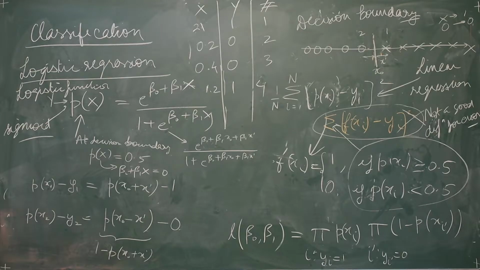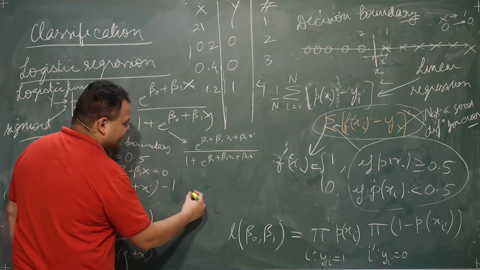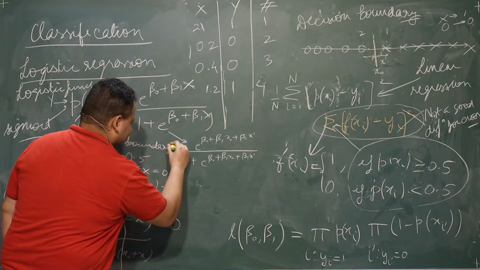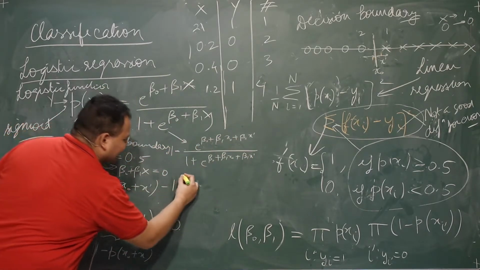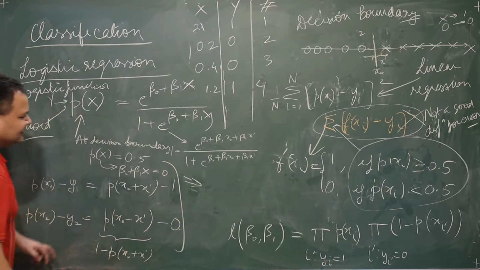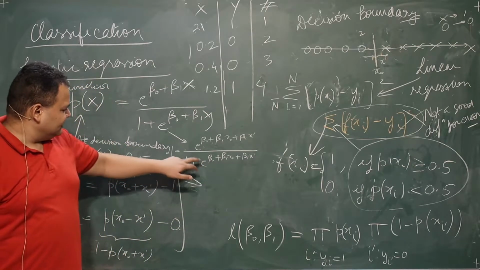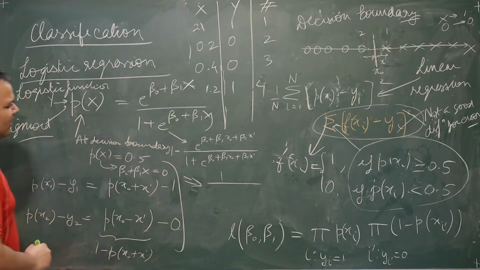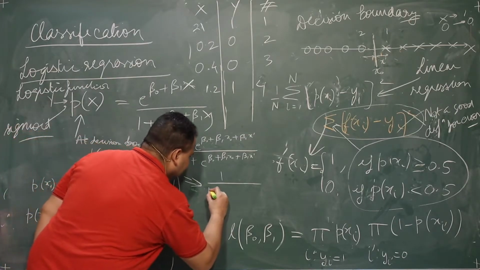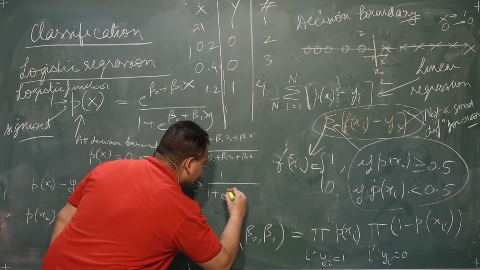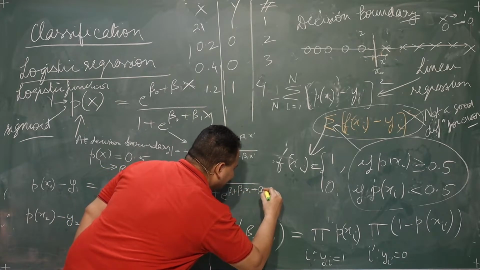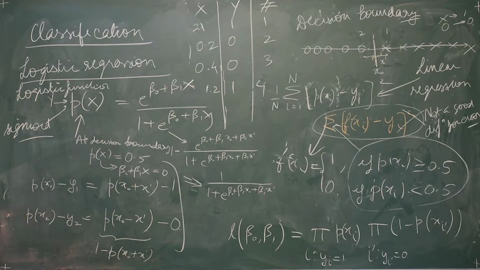Okay. So that is one part. Now let me do 1 minus this quantity. If I do 1 minus this, what do I get? What will I get? 1 over 1 plus e to the power beta 0 plus beta 1 x0 plus beta 1 x prime. Is that all right?